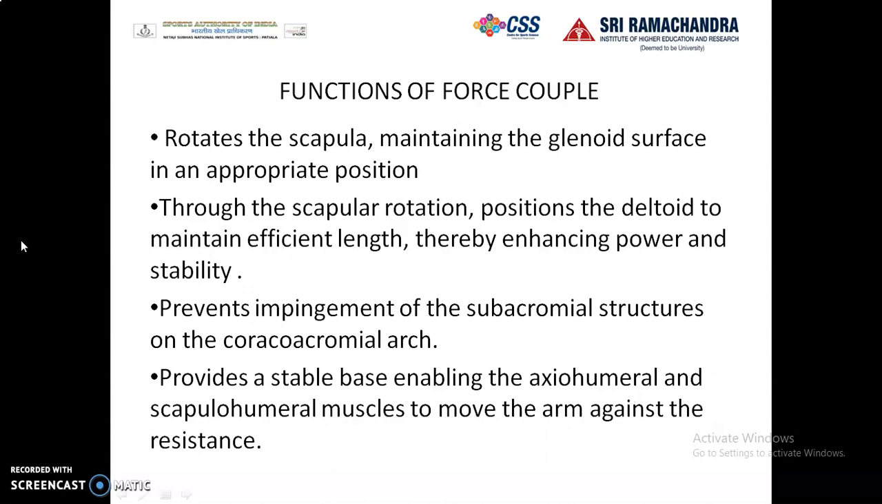Through the scapular rotations, it positions the deltoid to maintain an efficient length of the muscle. Thereby, with a sufficient muscle length, you will be able to enhance power and stability at the shoulder joint. Also, the force couple prevents impingement of subacromial structures on the acromial arch. Also, it provides a stable base, enabling the axiohumeral as well as scapulohumeral muscles to move the arm against resistance. So these are the functions of force couple.